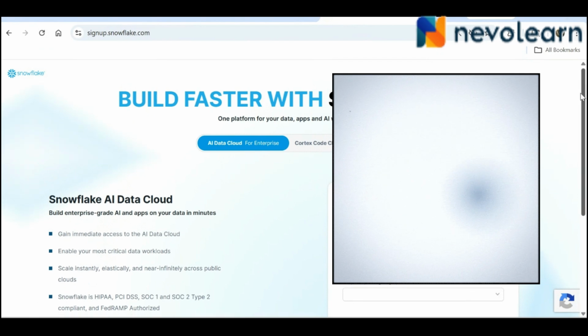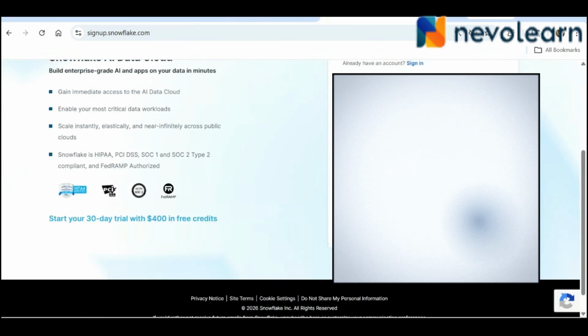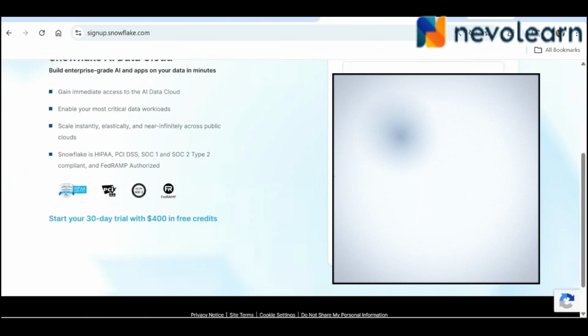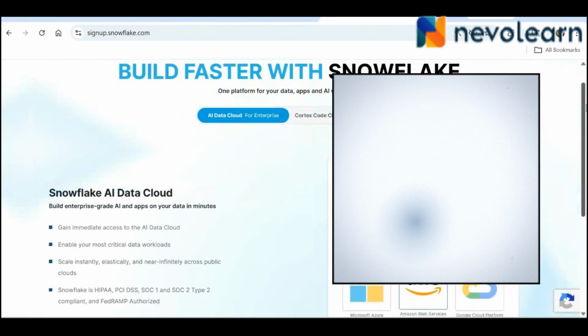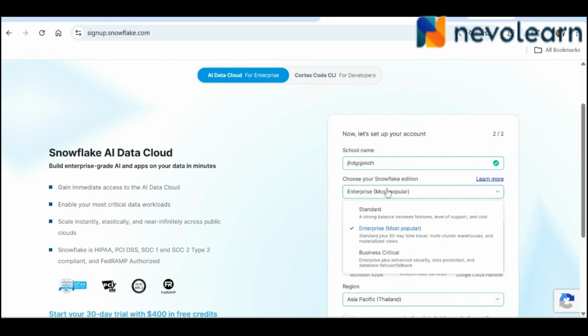Okay, then we will be signing up. Choose anything from here and go to continue. Now you can see it is asking for your school name and all. You can put anything. After that, you have to choose the edition. There are a total of three editions: standard, enterprise, and business critical.